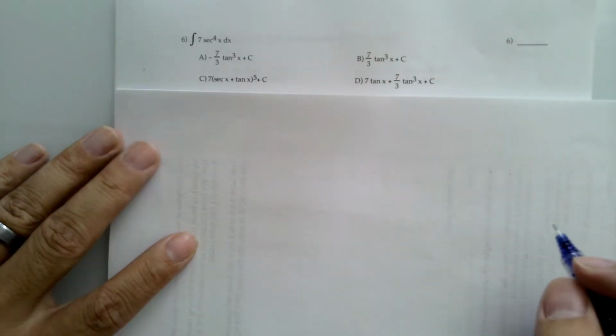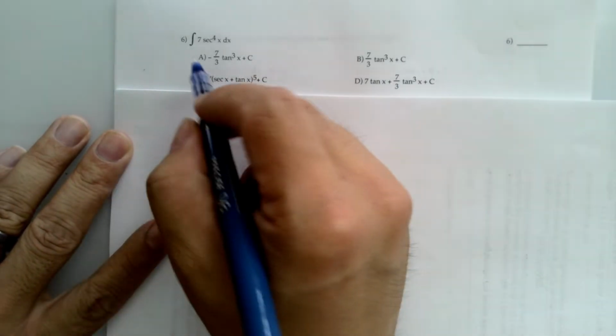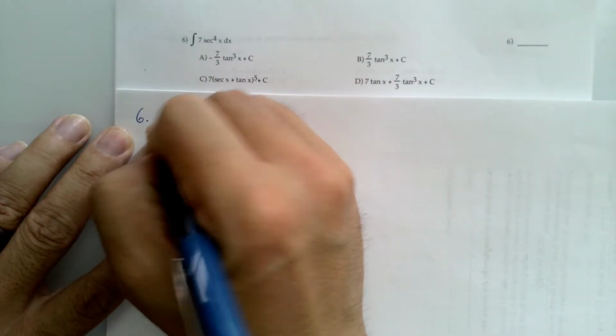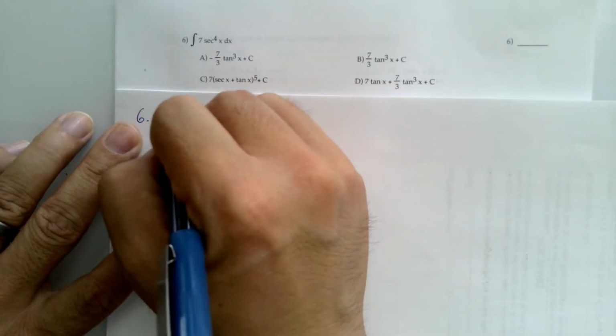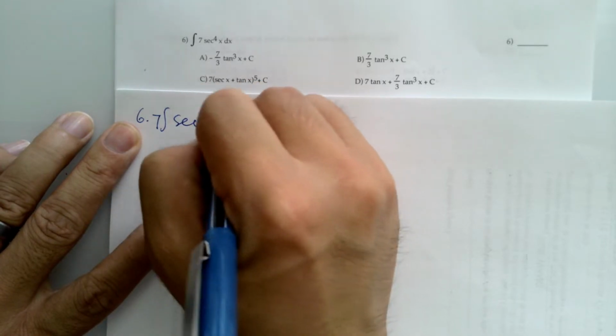Okay, so now let's continue to look at a couple of examples here. Number 6, the integral of 7 secant cube x dx here.